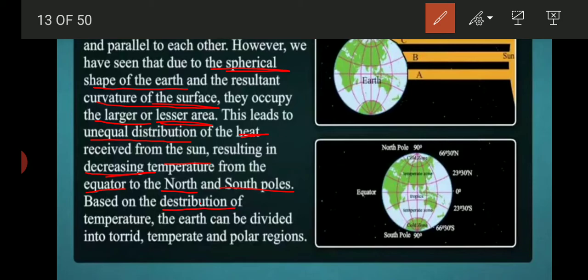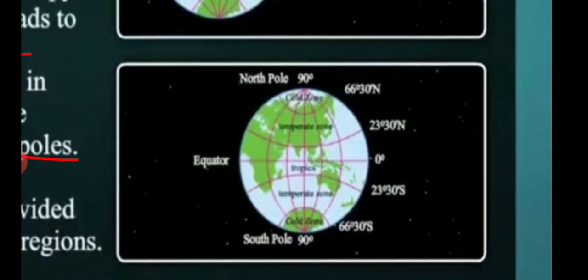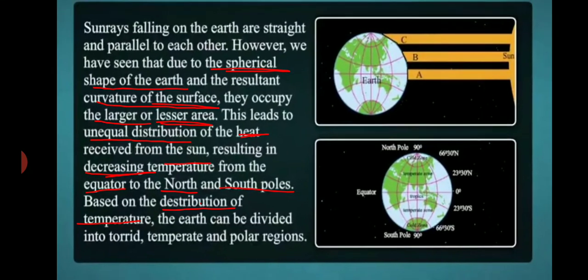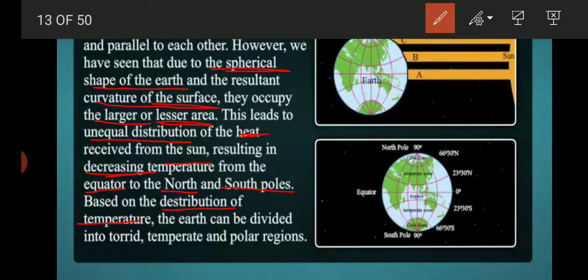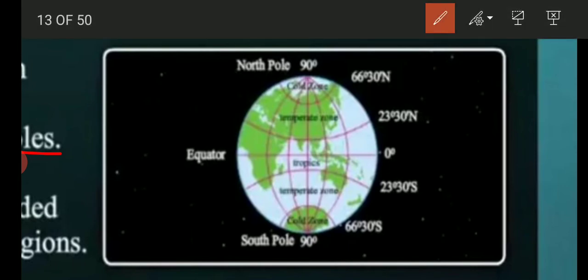Based on the distribution of temperature, the earth can be divided into torrid, temperate and frigid zones. You can see here, children, it is displayed over here. Just see that it is divided into torrid, temperate and frigid, or tropical, temperate and polar regions.